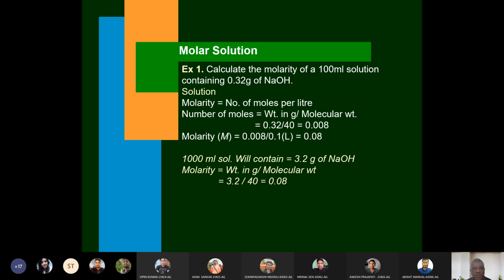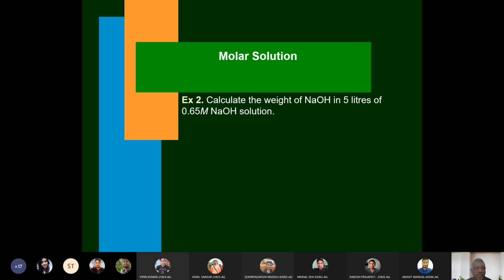Now, molar solution, another exercise. Calculate the weight of NaOH in 5 liters of 0.65 molar NaOH solution. So try your hands. Please do it. Sodium hydroxide has 40 as its molecular weight, and so is the equivalent weight here. Equivalent weight and molecular weight both are the same here.